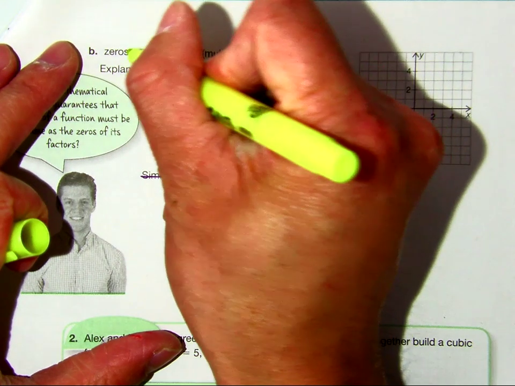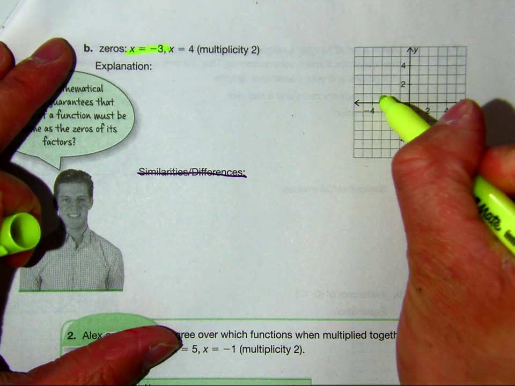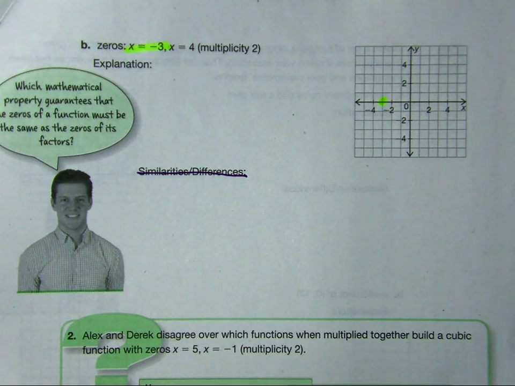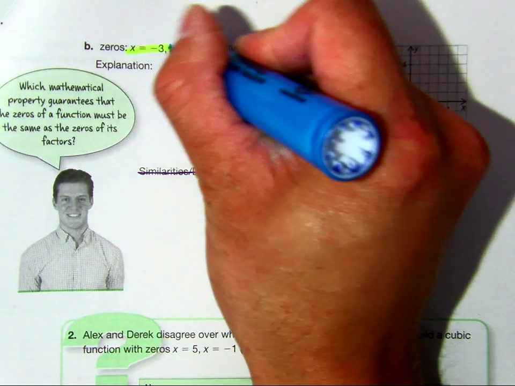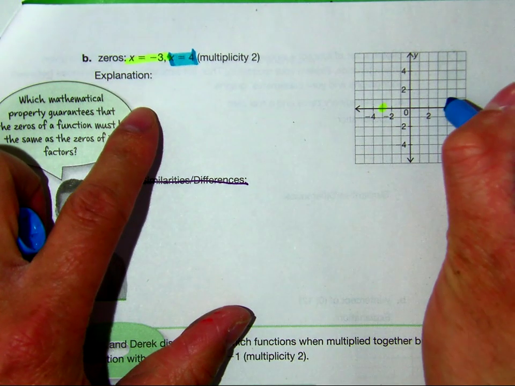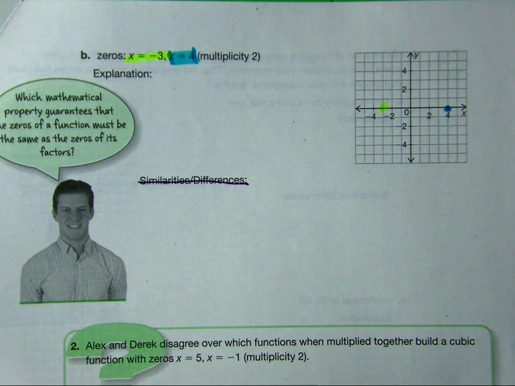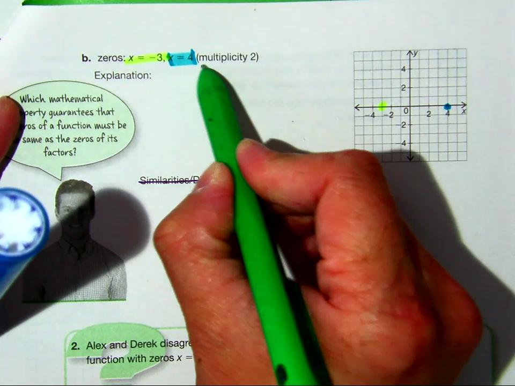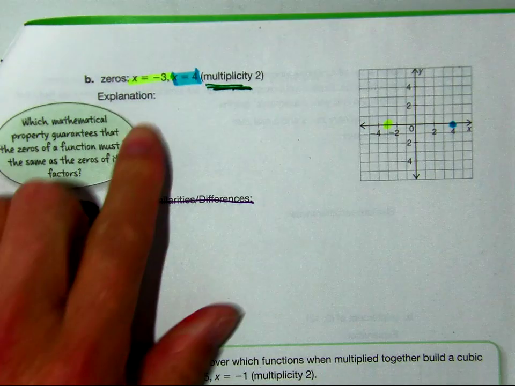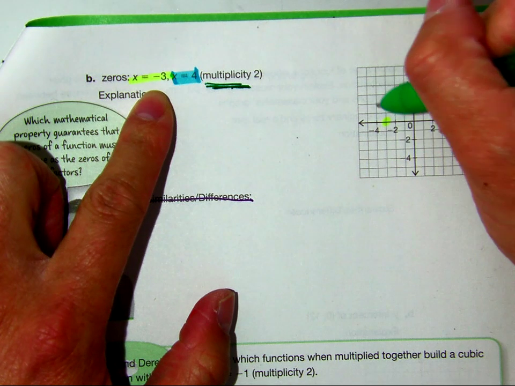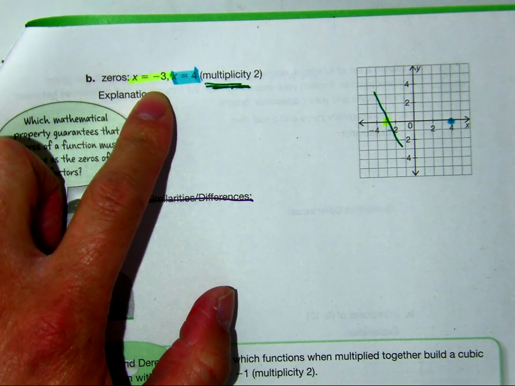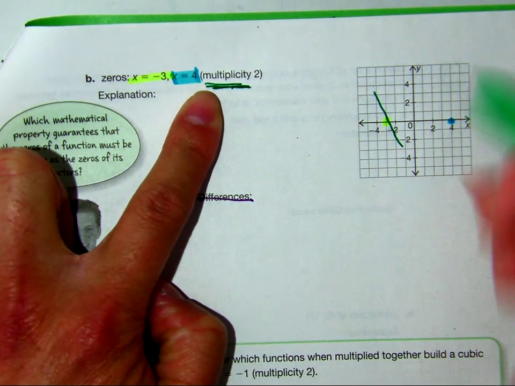x equals 4, you have one here. But this one is a multiplicity of 2. What does that mean? So you could have a linear here. And then the multiplicity of 2 we talked about previously was just a bounce. So you can have a graph that looks like this.